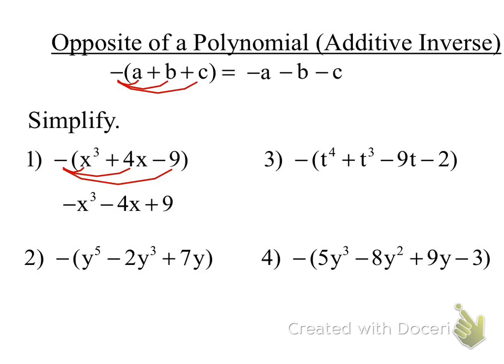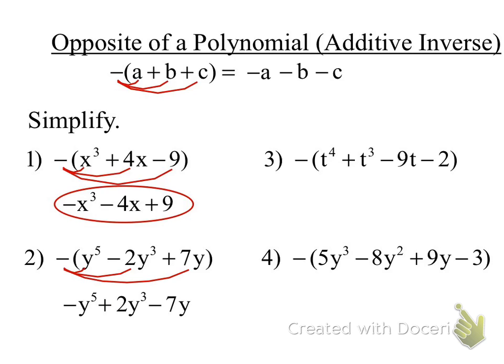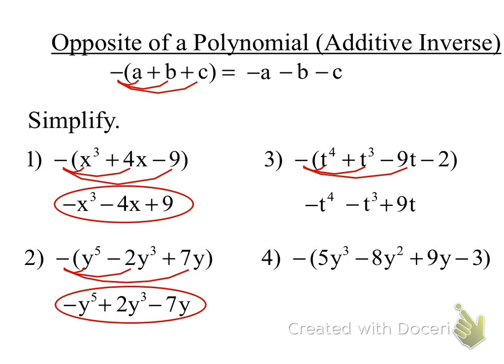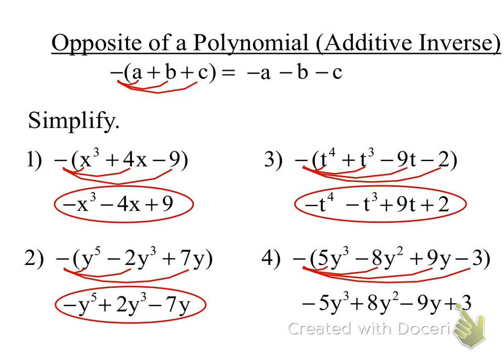Okay. Number 2, let's go with Alan. Negative y to the fifth plus 2y to the third minus 7y. Good. Next one, number 3. Okay, Mary. Negative t to the fourth minus t cubed plus 9t plus 2. Does everybody get the idea of what we're doing? Do the last one. Go. All right, now check your work.